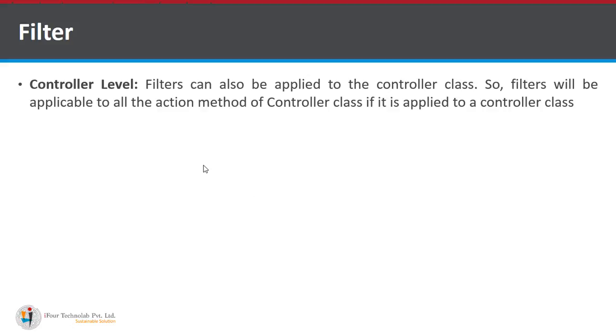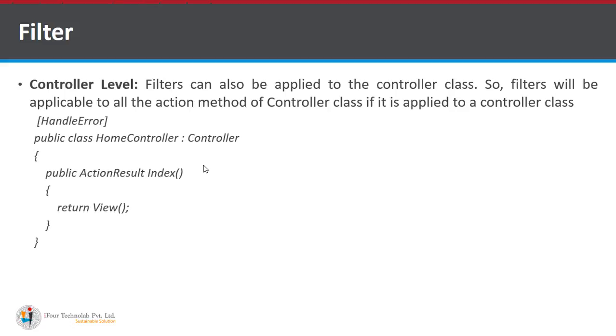Next one is controller level. Filters can also be applied to a controller class. So filters will be applicable to all the action methods of that controller only, if it is applied to a controller class. Here you can see there is a HomeController. I just gave a HandleError filter to that controller. So inside that every action method, like Index, for example, here it is Index. If there are multiple action methods, then this HandleError filter is applied to each and every action method in this HomeController.